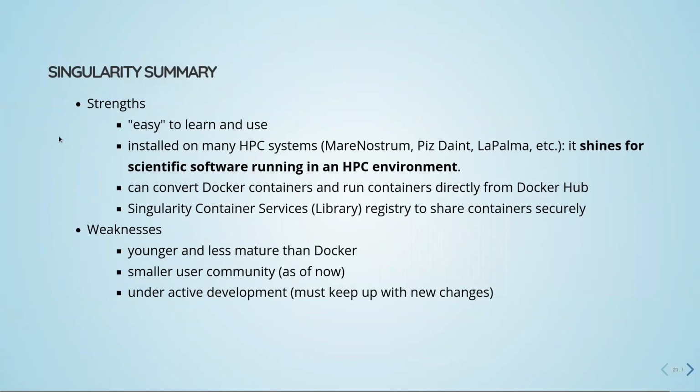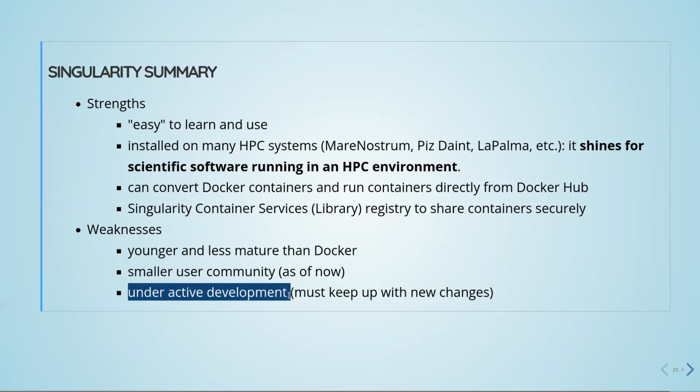So, very quickly through this, the Singularity summary. I think the strengths are that it's easy to learn, and it's installed in many HPC systems. You can convert Docker images to Singularity. The weaknesses are that it's younger and less mature than Docker, and perhaps the main problem at this point is that it's actively developed. That's good on one side, but sometimes you need to keep up with the changes.